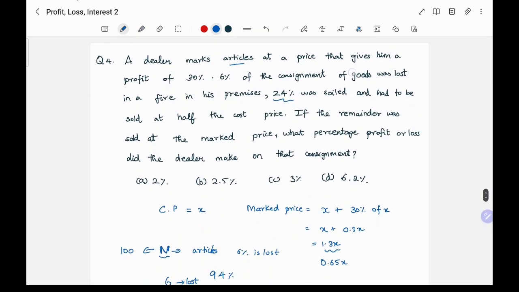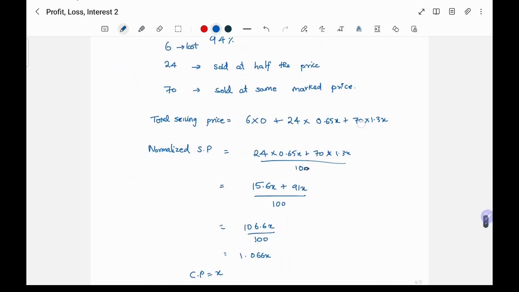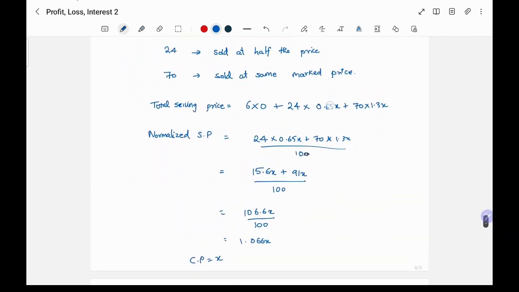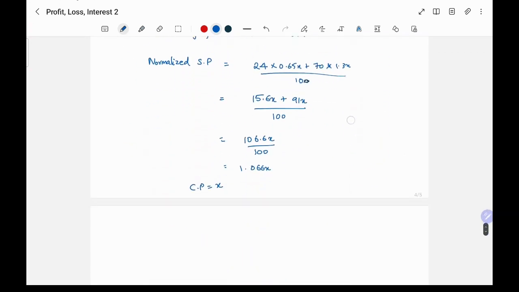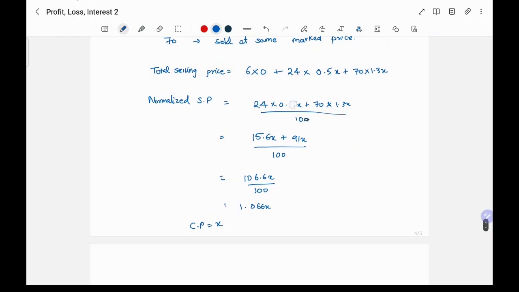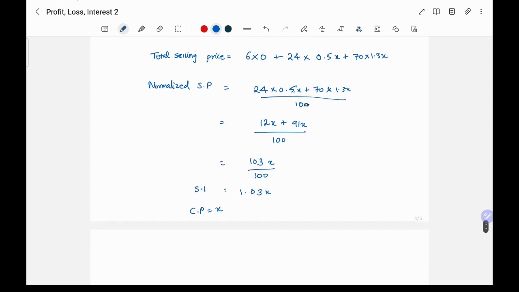Okay, if you see here, 24% was soiled and had to be sold at half the cost price. It's not the market price. So that was the mistake here. So this should be 0.5x. It's half the cost price, right? So it is 0.5x. So what do we have here? 0.5x, so this will be 12. Adding it, we'll get 103x, right? So this will be 1.03x, and this is the selling price.